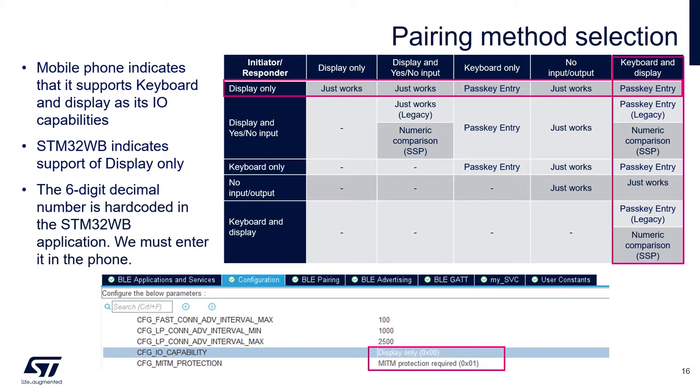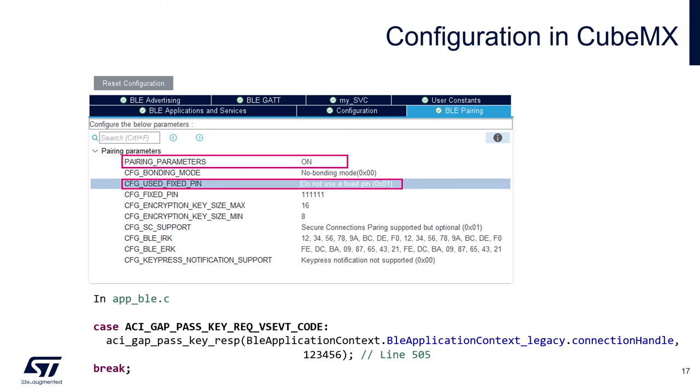In the QPA mix, we should change the I/O capabilities to display only. And in this case, we can require protection against man-in-the-middle attack because passkey entry does provide protection against this type of attack. There are two ways to generate this 6-digit decimal number. It can be either static, which means the same number is used for all pairing, or it can be dynamically generated and unique for each pairing.